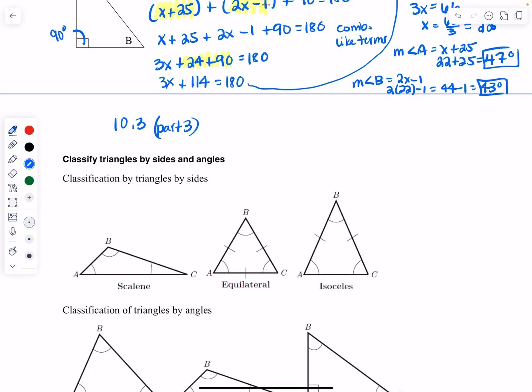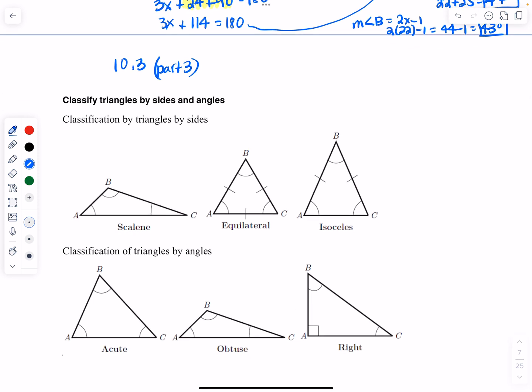This is 10.3 part 3, classifying triangles by sides and angles. So the first thing we're going to do is classify the triangles by its sides. Okay, so there are three ways we can classify the triangles, one of which could be scalene, equilateral, and isosceles.